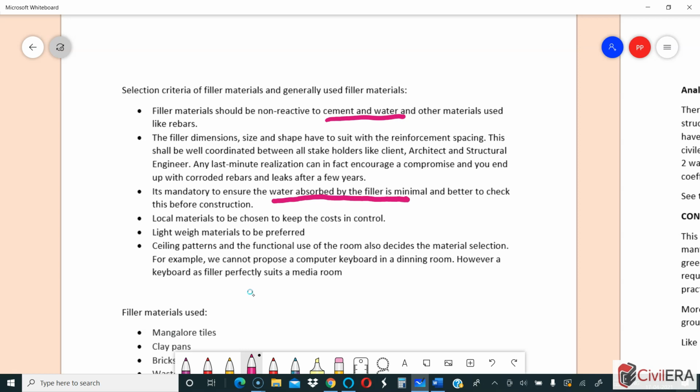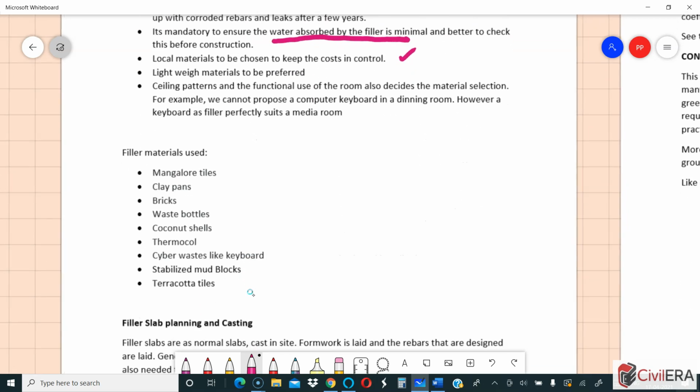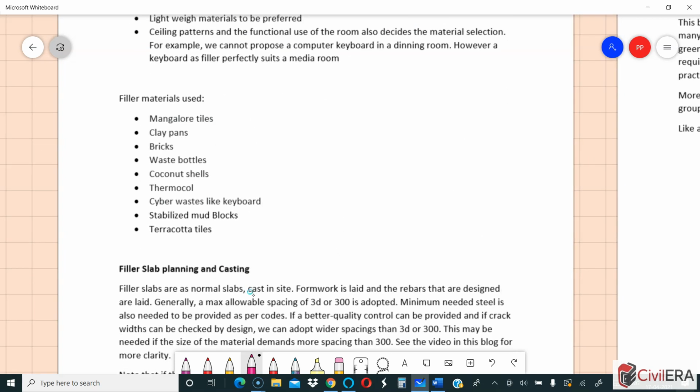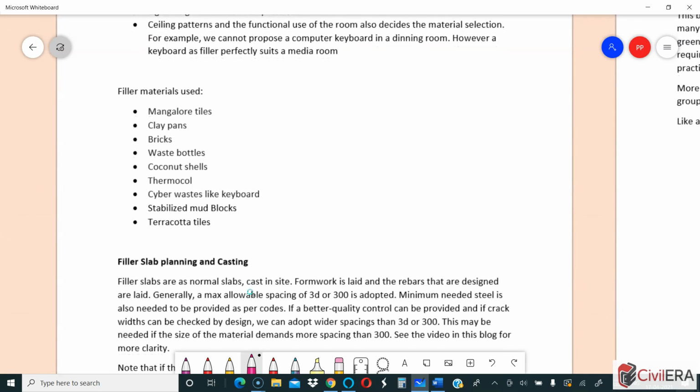Local materials are to be chosen to keep the costs in control, and lightweight materials are to be preferred, as that will reduce the weight of the entire slab. Ceiling patterns and the functional use of the room also decide the material selection. So if the client wants a really pleasant ceiling, then you might choose some particular filler material.